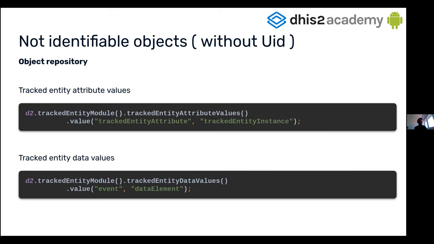Okay, now for not identifiable object, if you remember from yesterday, for the aggregated data values, we have to specify the data element, the organization unit, the period, the attribute option combo. So you need to specify all that information to identify the data value. In the case of tracker data, we have tracked entity attribute values and tracked entity data values. Those values can be uniquely identified by, in the case of attribute values, the tracked entity attribute and the tracked entity instance, because this combination is unique. And in the case of tracked entity data values, you can identify a data value by the event and the data element only.